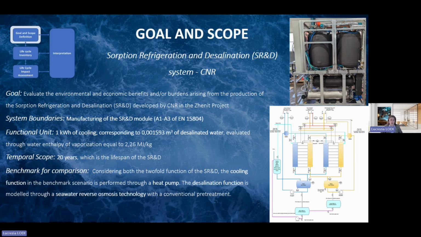The functional unit was defined in accordance with the technological developer as 1 kilowatt of cooling, and it corresponds to 0.0015 meter cube of desalinated water, and it was evaluated from the enthalpy of vaporization. The lifespan of this technology is 20 years, and since the function of SRND is double, the benchmark must account for both functionalities. So the cooling function is described through a heat pump, while the desalination unit has been modeled through seawater reverse osmosis technology with a conventional pretreatment.